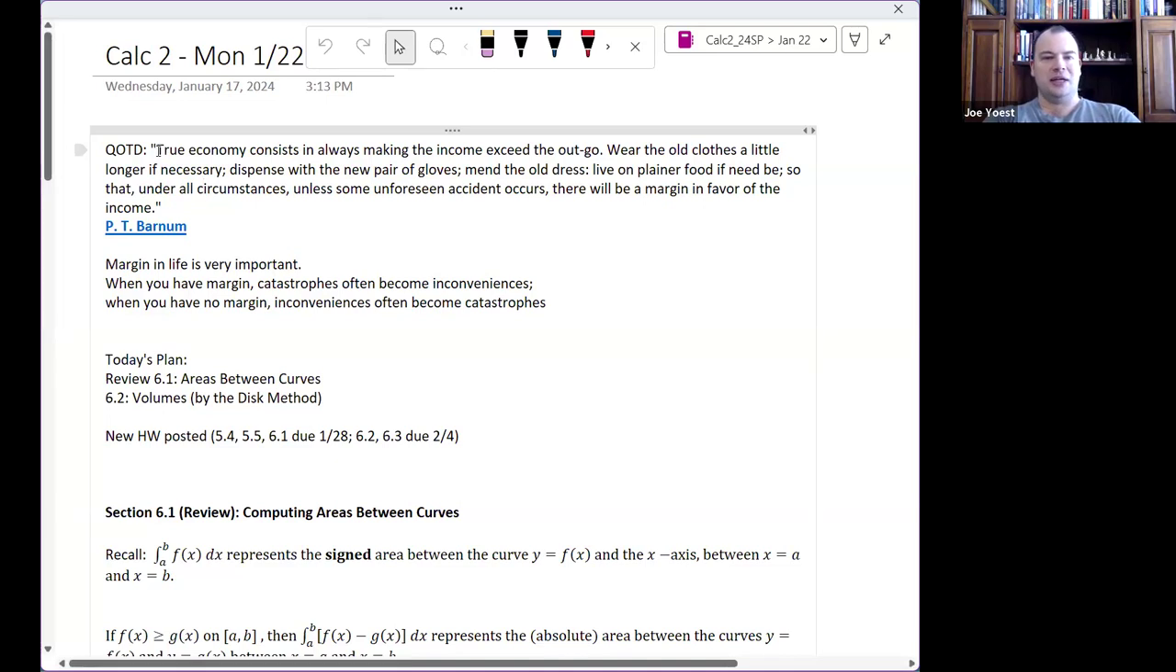Okay, so the quote of the day today is from P.T. Barnum, the famous circus guy. "True economy consists in always making the income exceed the outgo. And we always prefer a margin in favor of the income." Obviously he's speaking more in economic or financial terms, but I think this general idea is a really important life lesson in all aspects of life.